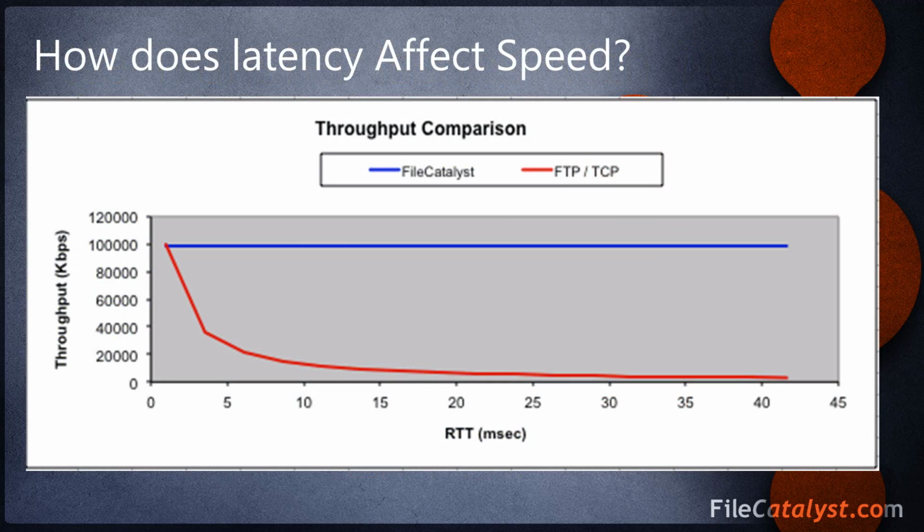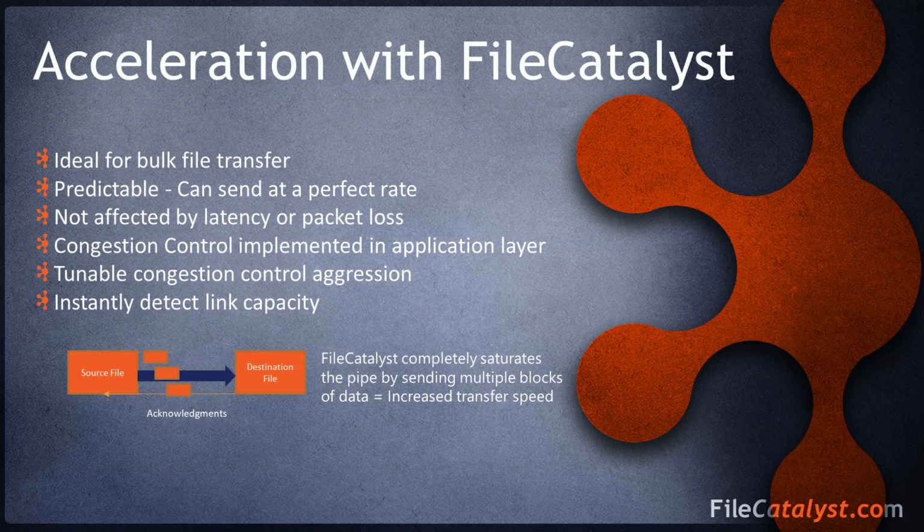This graph gives you an idea of where TCP performance drops. As you can see, the bandwidth here is 100 megabits, and as the latency of the transfer goes up, RTT being the round trip time of the packets, you can see that the TCP performance drops, while FileCatalyst will maintain a steady line regardless of how far you're sending the data sets. This gives you an idea of where the sweet spot is. I'll give you an example in a minute of how the acceleration works on long haul networks. But with FileCatalyst, what's happening?